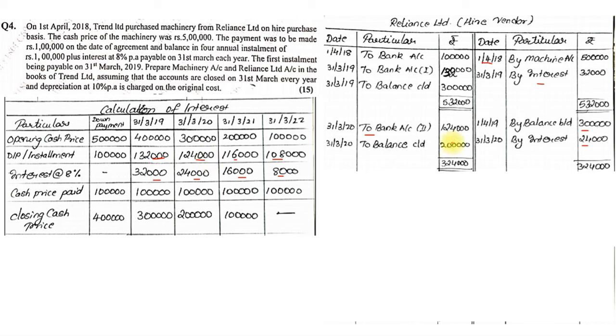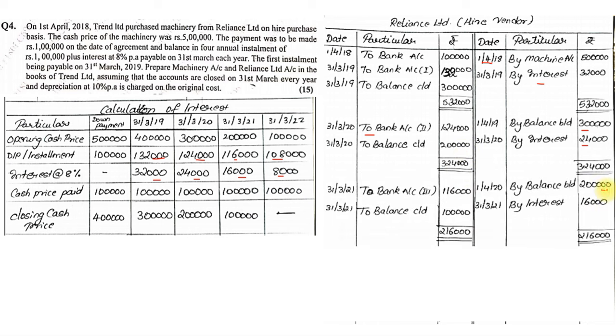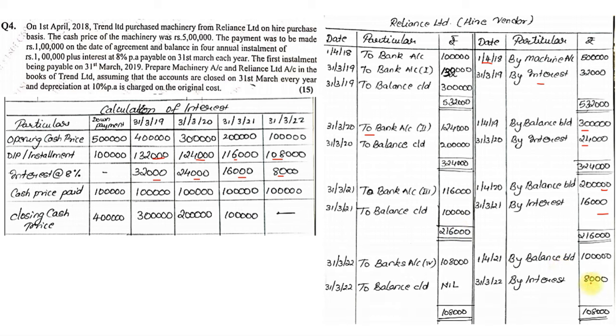Again the same way, third year, last year's closing is this year's opening. So 2 lakh is opening. Interest was 16,000. On the debit side to bank, we write the installment of 1 lakh 16,000. Tallying, we got the value as 1 lakh. Last year, 1 lakh comes down. Interest was 8,000 and the installment value we paid is 1 lakh 8,000. So there is no balance. It has tallied up, 1 lakh 8,000 on either side.